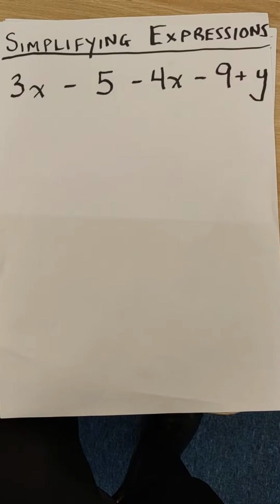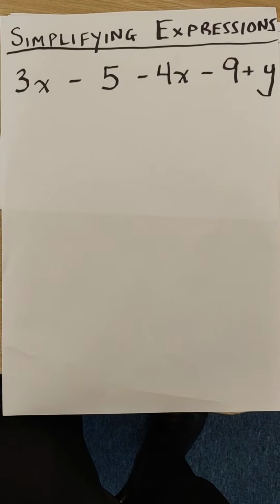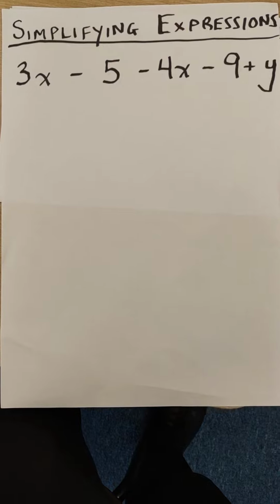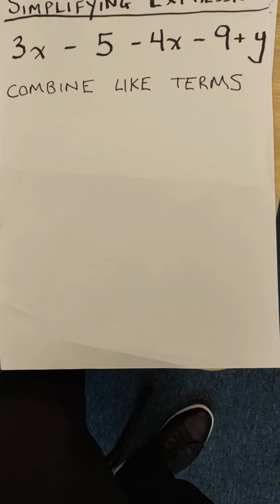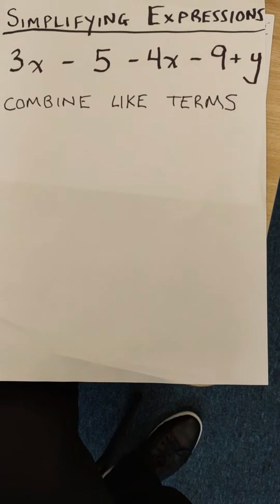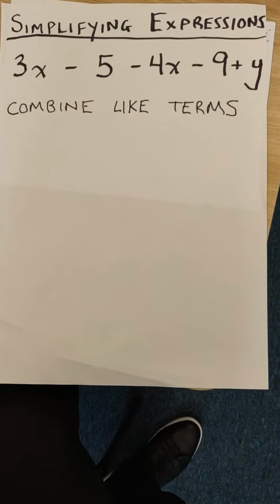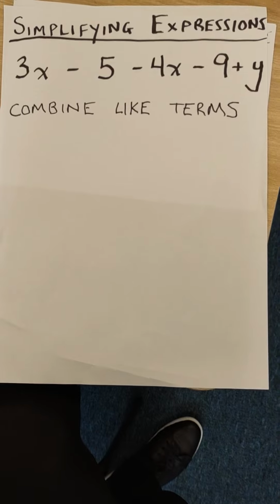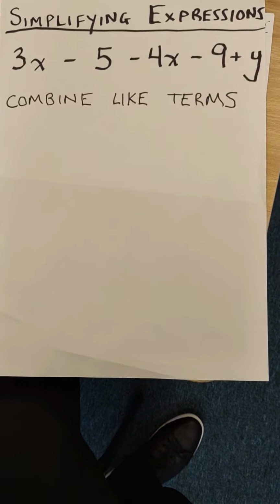When we simplify expressions, what we're focusing on doing is trying to combine like terms. So we're going to combine like terms. And what do I mean by like terms? So we see some terms with x's, we see some just numbers, which are called constants, and we see a y over there to the far right.